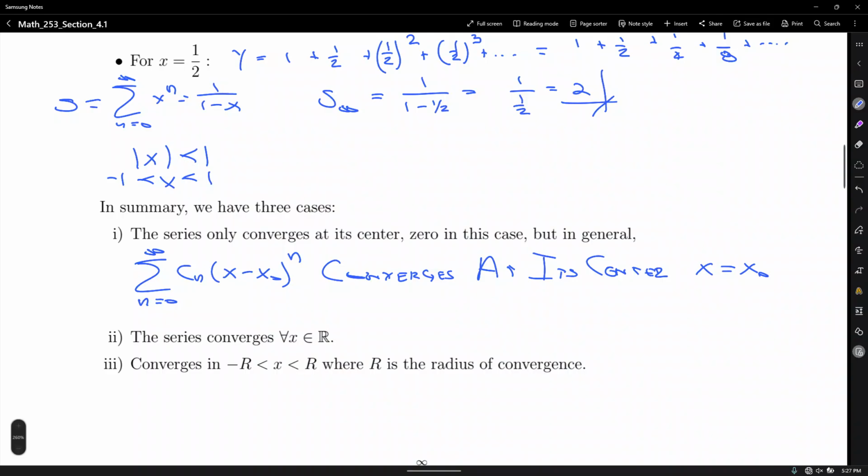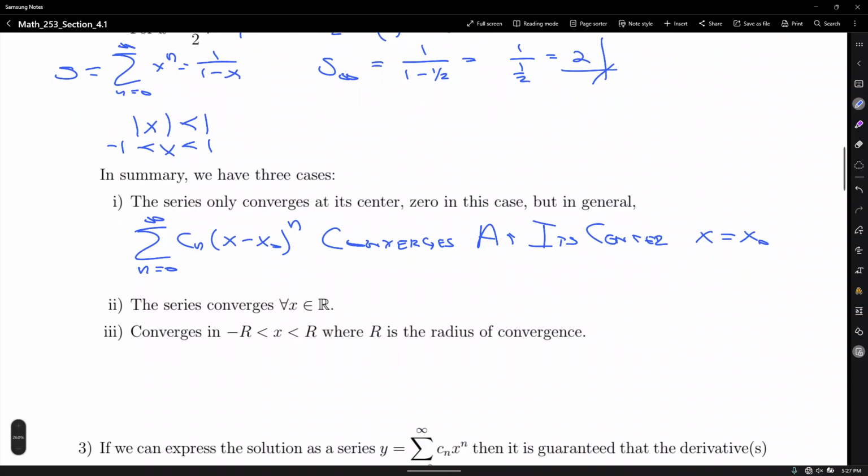So that's case number one, the case in which a series just converges at its center, x naught or a. Maybe in calculus you saw it as a, but it's the same thing. Case number two: the series converges for all values of x in the real numbers, like the exponential function. Sine and cosine, their power series representations converge for all real numbers, except for some functions. We're going to get there eventually.